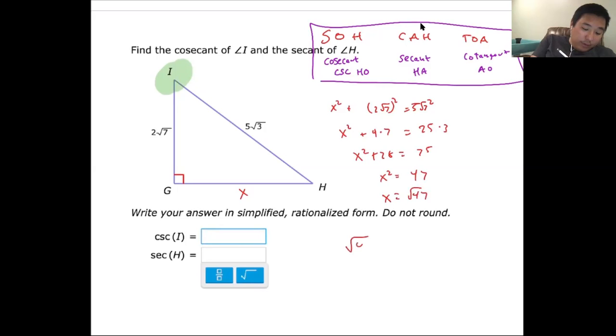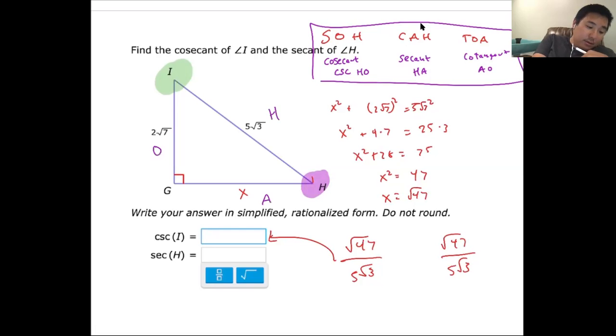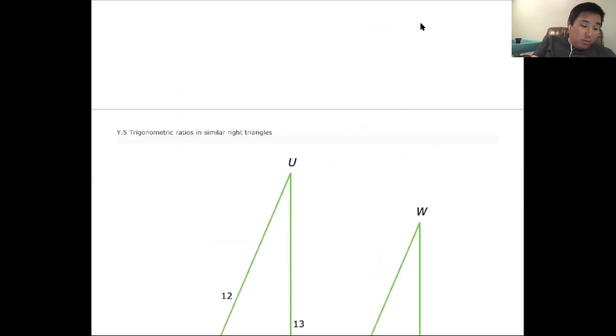So I want square root of 47 over 5 root 3. And then that's for that. And then secant is going to be square root 47 over 5 root 3, because they're actually flip-flop based on the angle. Because when you look at this angle, this is the adjacent and this is the opposite of the hypotenuse. But when it's from this angle, this is the adjacent, the opposite of hypotenuse. So it kind of flip-flops when you have a different angle. So that is y6. Going to y5.